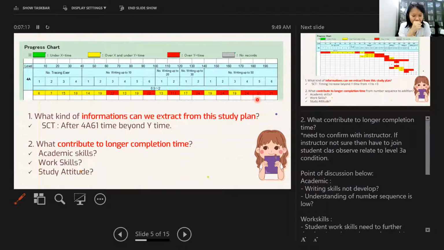Okay, so then I think I confirm the student situation that led to the longer completion time is because of the students' writing skill is not developed yet. Okay, but I want to ask you, how about at the end of 4A, is it developed?